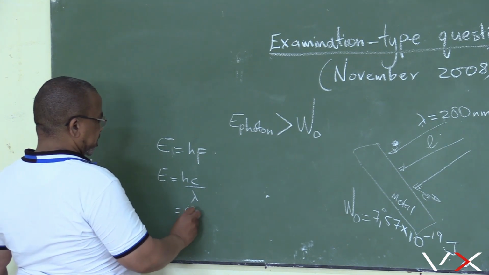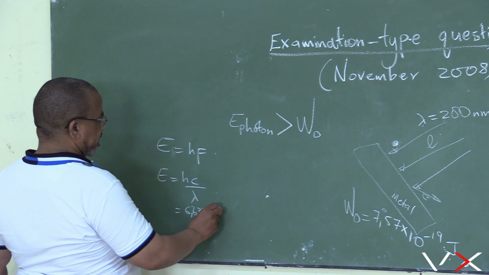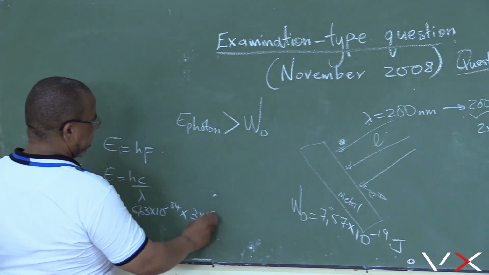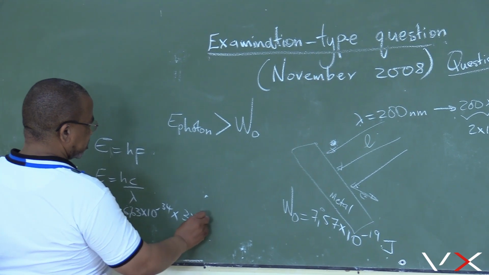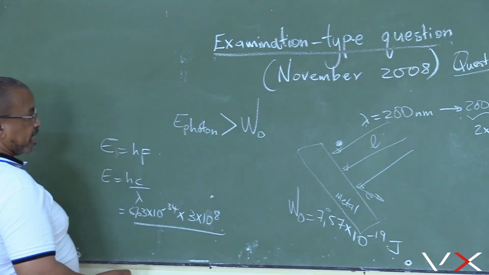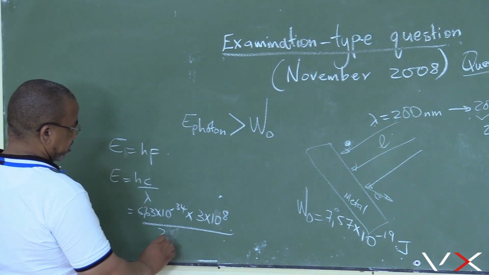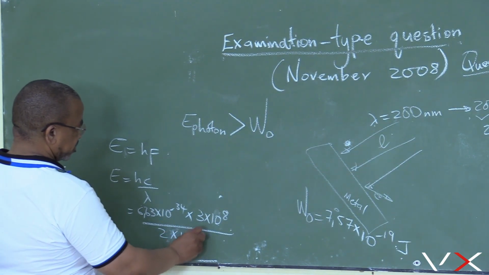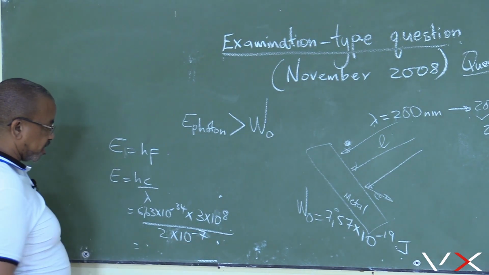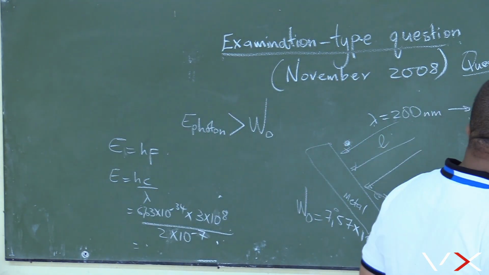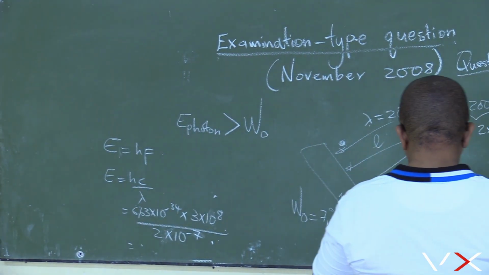h is 6.63 times 10 to the power minus 34, c is 3 times 10 to the power 8, divided by lambda, 2 times 10 to the power minus 7. So what is the energy of the photon?